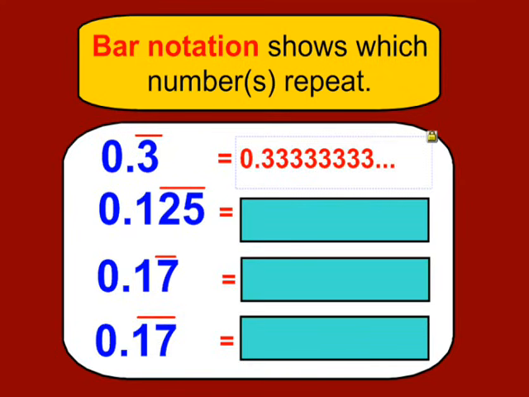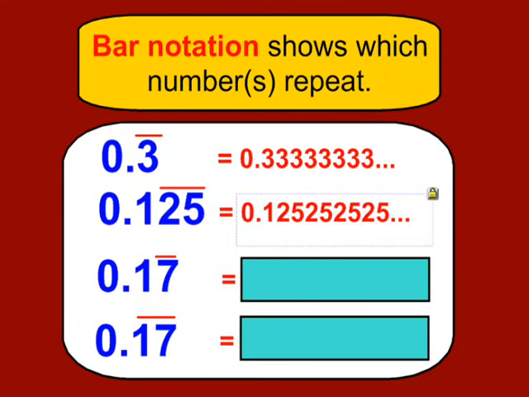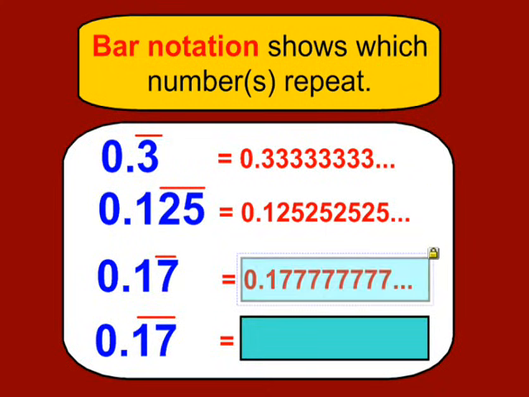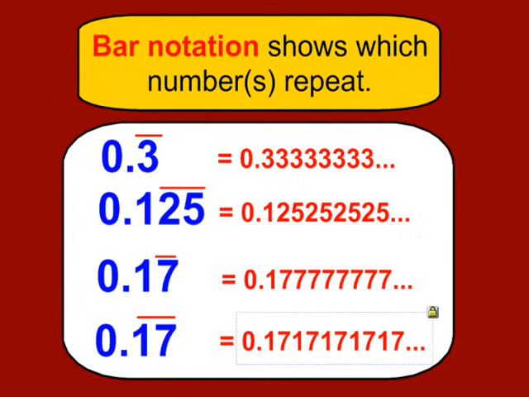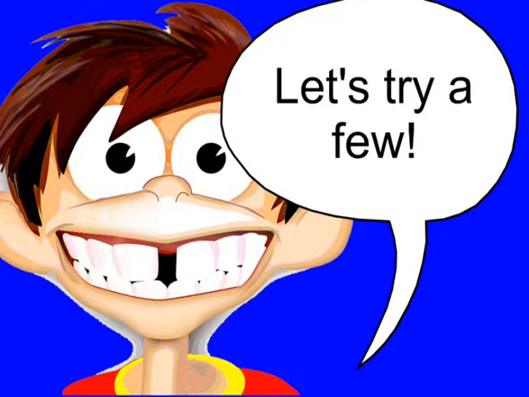In the next example, the bar is over the 2.5. Now that tells us this would be 0.1, and then the 2.5 only would repeat. Now these two look the same, but they're not. The first one, the bar is only over our 7, which means only the 7 repeats in that decimal. And in the final example, the bar is over the 1 and 7, which means the 1 and 7 would repeat.